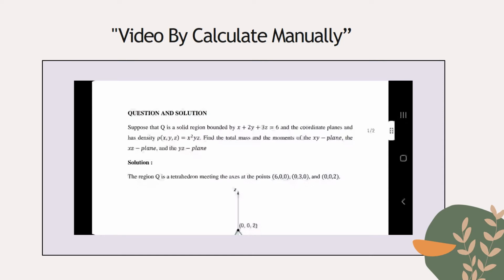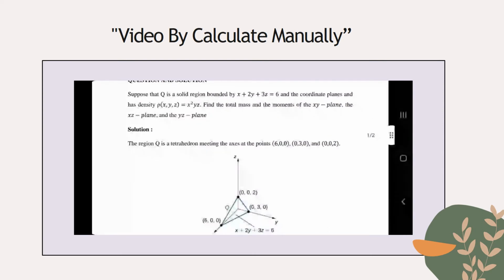For the question, suppose that Q is a solid region bounded by x plus 2y plus 3z equals 6 and the coordinate planes and has density rho(x,y,z) equals x squared yz. Find the total mass and the moments of the xy plane, the xz plane and the yz plane.